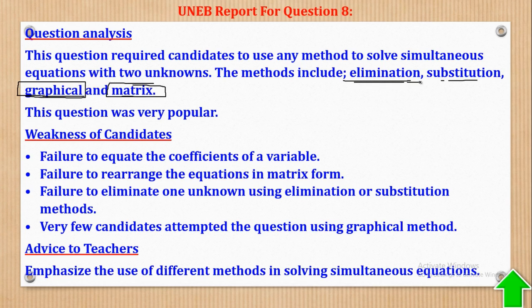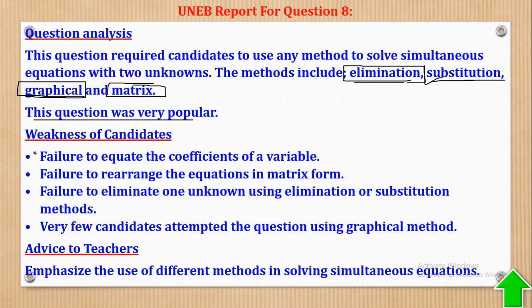In this video, I've used what we call the elimination method. That's why I had to first balance the coefficients of y. Then after that, substitution. So the substitution method can also be used. So there are 4 methods, but you choose the one which is easier and can be done quickly. The question was very popular because students are more versed with simultaneous equations.